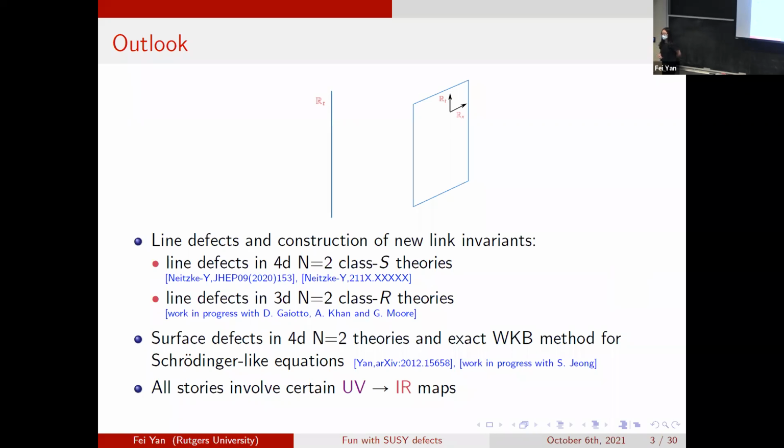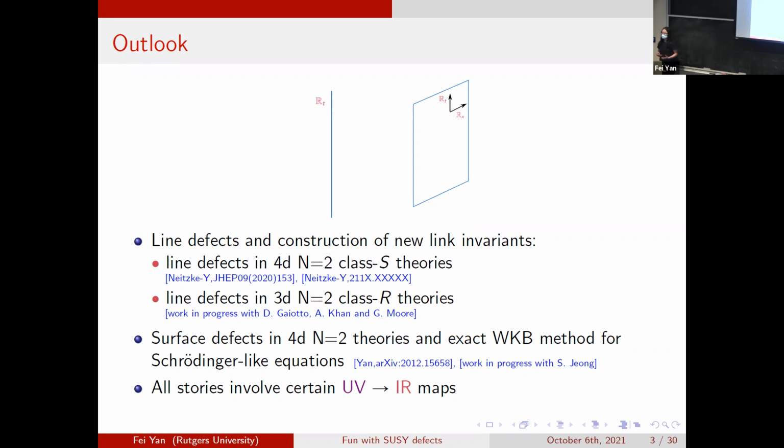In the second part of the talk, I will be describing some stories about surface defects in 4D N=2 theories and the associated exact WKB method for Schrödinger-like equations. This part of the talk is based on some of my own work and also a little bit of work in progress with Samuel Jung, a fantastic postdoc at Rutgers. I would like to say that in particular, this part about the exact WKB method could be taken out of the context of SUSY or defects.